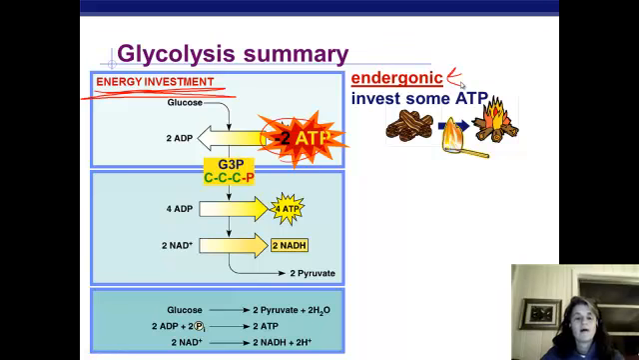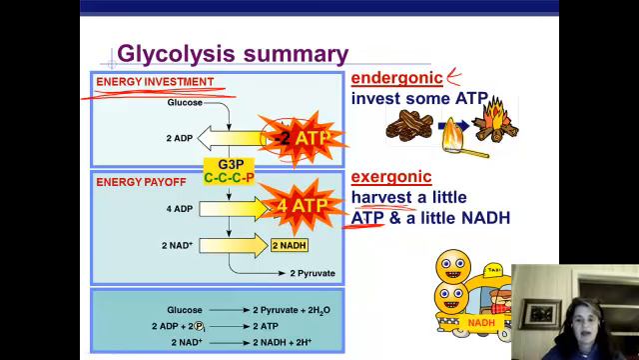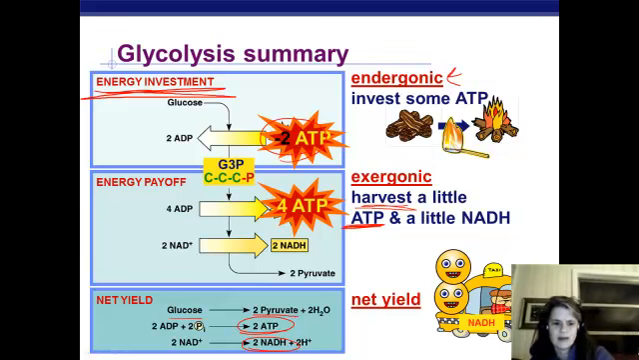Okay? Now, once we get past that though, then we get to the exergonic part. This is the part where we actually get a little ATP to use for our cellular processes. Okay? And we also get NADH, which is going to be important, though you won't really understand why just yet. Okay? So here's our summary of our net yield. Okay, glucose, from that we're going to get some pyruvate, we're going to get 2 ATPs and 2 NADHs.